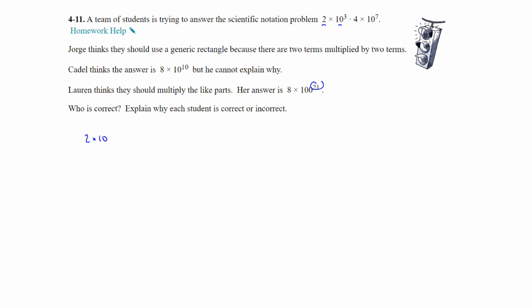if you have 2 times 10 to the 3rd power times 4 times 10 to the 7th power, everything's multiplication, so we can move things around. So this is 2 times 4 times 10 to the 3rd times 10 to the 7th. So 2 times 4 is 8 times 10 raised to the, and how many 10s do we have? This is 3 10s and 7 10s, so that gives you a total of 10 10s. So Cadell is actually the one that is correct on this one.